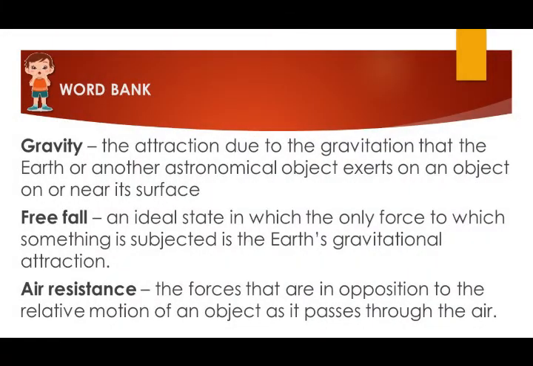To get to know the terms more, remember our word bank. Gravity. The attraction due to the gravitation that the Earth or another astronomical object exerts on an object on or near its surface. Free fall. An ideal state in which the only force to which something is subjected is the Earth's gravitational attraction. Air resistance. The forces that are in opposition to the relative motion of an object as it passes through the air.